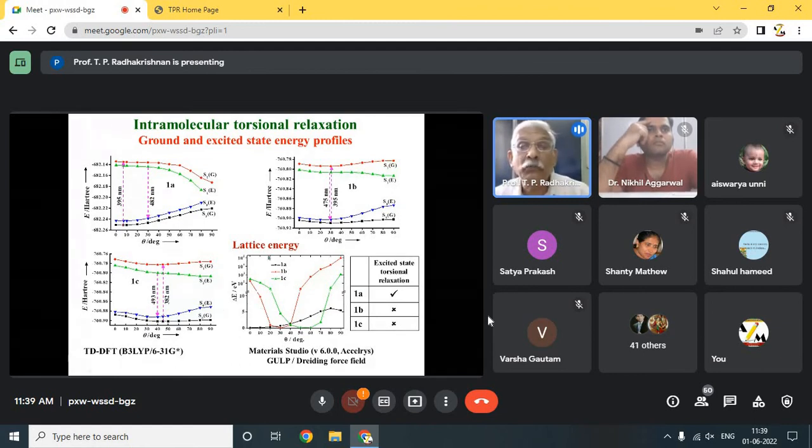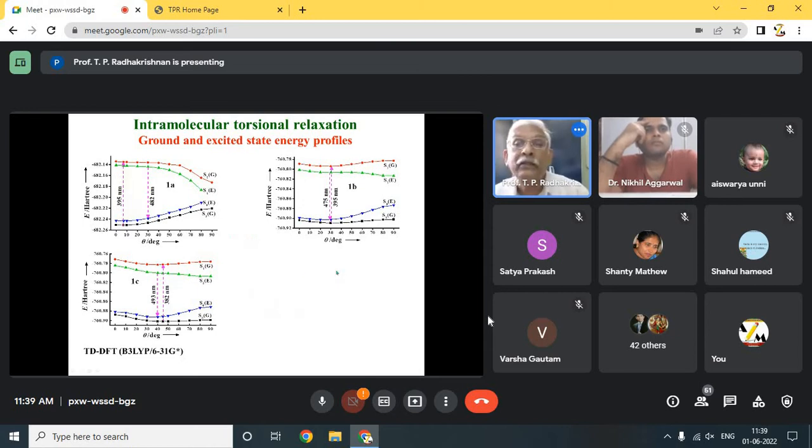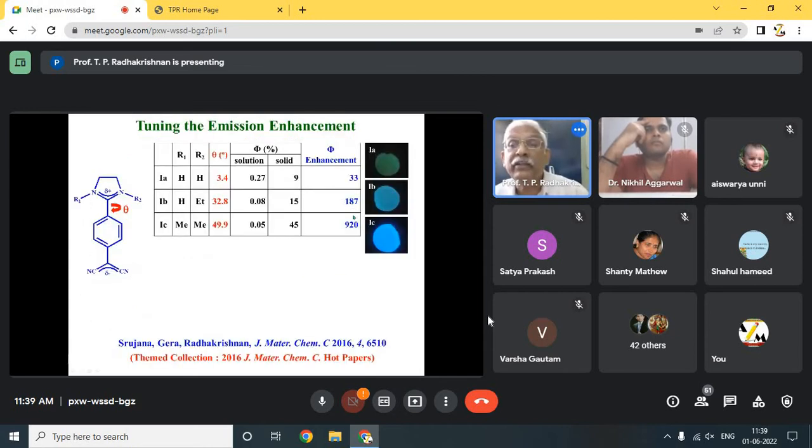But what is more important, a challenging problem, is that 1B and 1C both show that the excited state rotations are practically impossible. The lattice energy will go up tremendously. That means excited state torsional relaxation is impossible in both cases. Then the problem becomes more challenging. 1B and 1C both cannot rotate, so both should have been highly fluorescent. But as I showed in the data earlier, the enhancements for 1B and 1C are very, very different.